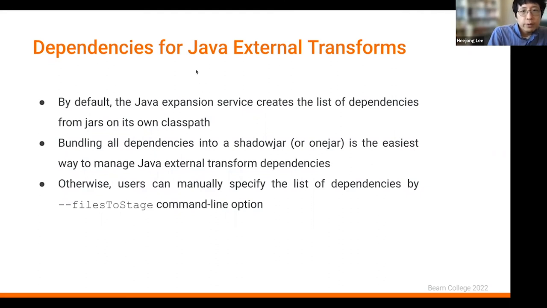When you want to use Java external transforms, you need to consider the dependencies of your transform. By default, the Java expansion service puts the dependency information into the environment proto from its classpath. So when you bundle all dependencies into a shadow jar and put that shadow jar on the classpath of the expansion service, the expansion service automatically puts that shadow jar into the dependency list.